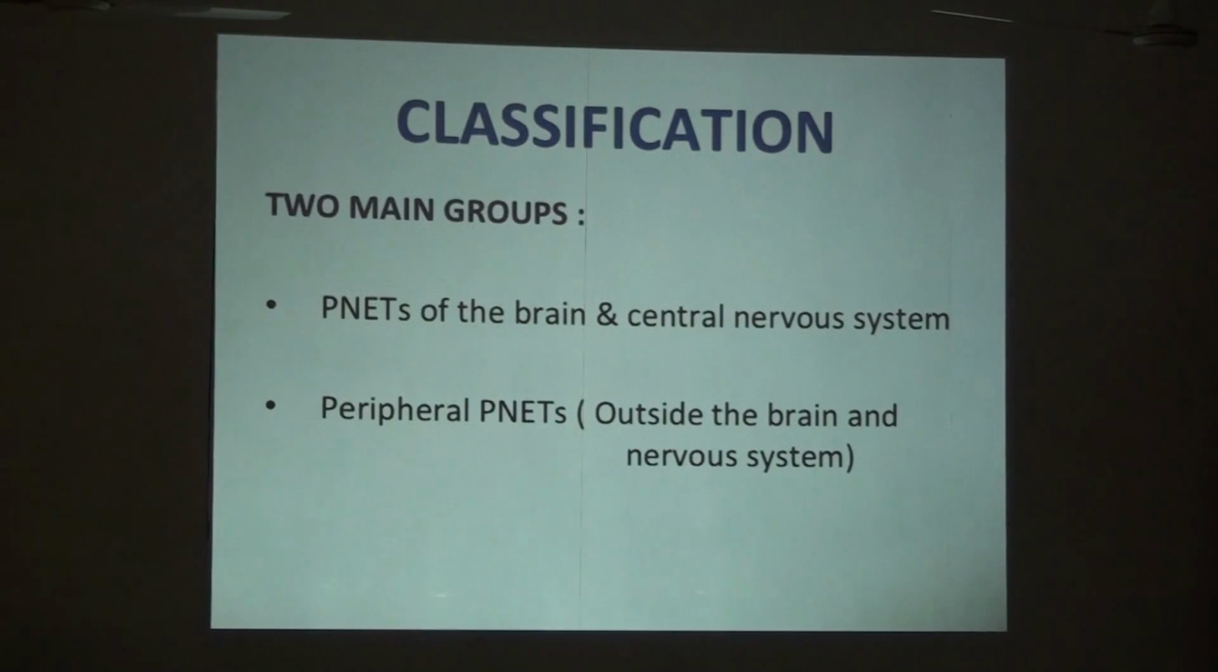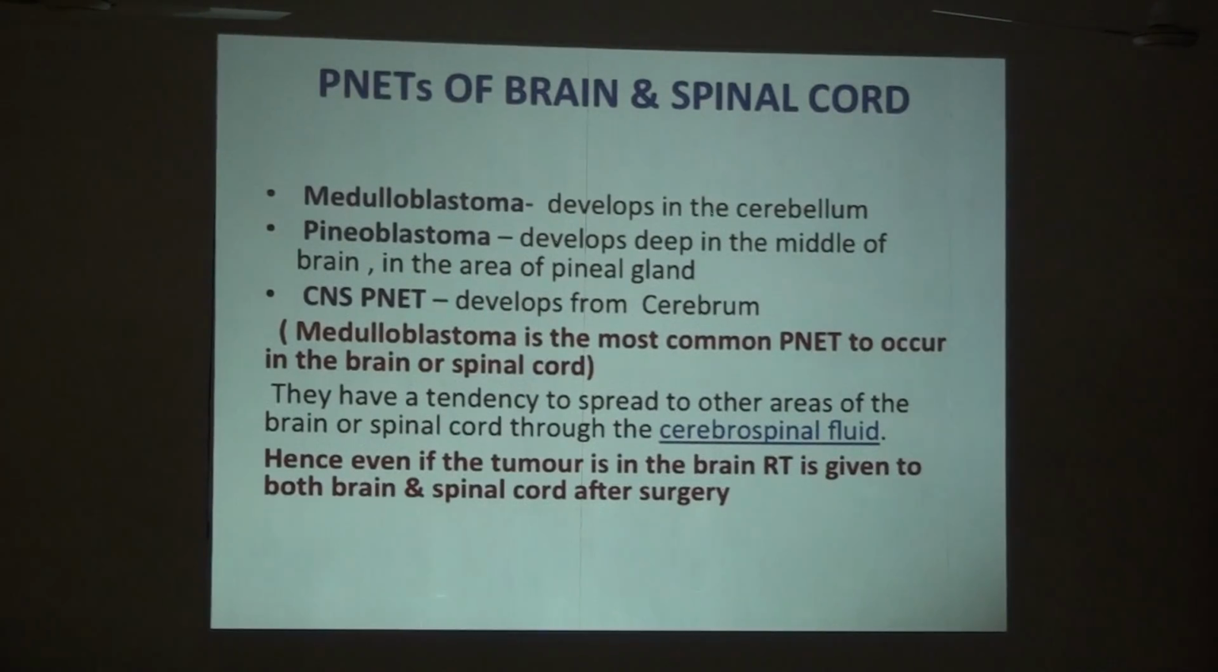They are classified into two main groups: PNETs of the brain and central nervous system, and peripheral PNETs, which are outside the brain and nervous system. PNETs of the brain and spinal cord are called medulloblastoma when they develop in the cerebellum. They are pineoblastoma when they develop at the area of the pineal gland, and when they develop from the cerebrum, they are called CNS PNET. And medulloblastoma is the most common PNET to occur in the brain and spinal cord.